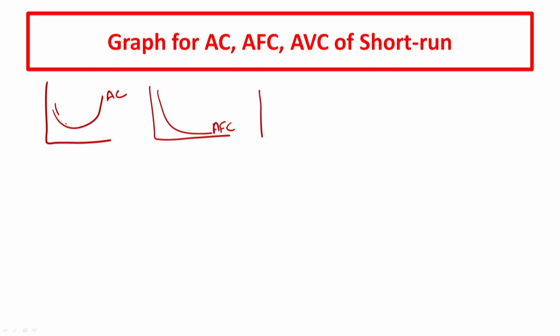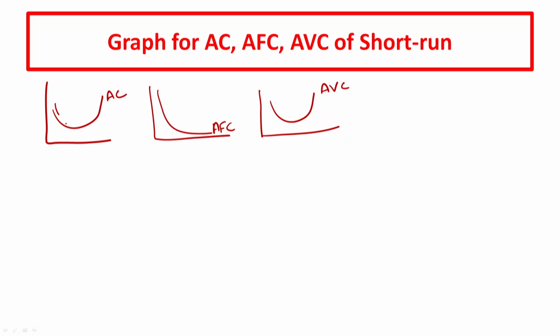Now, the graph of average cost, average fixed cost and average variable cost. As you know, this average cost is U-shaped. Average fixed cost is like this, appears to touch but it will never touch. Average variable cost is also U-shaped.